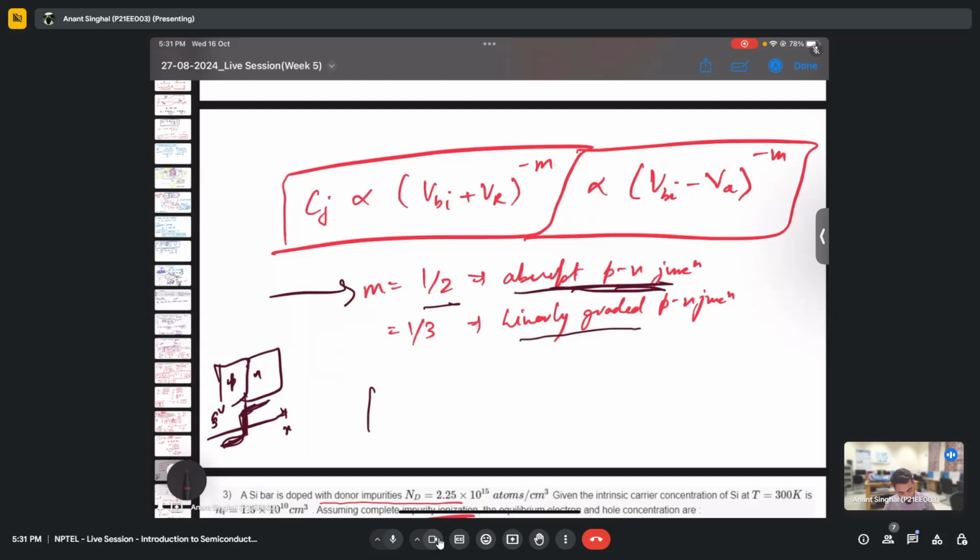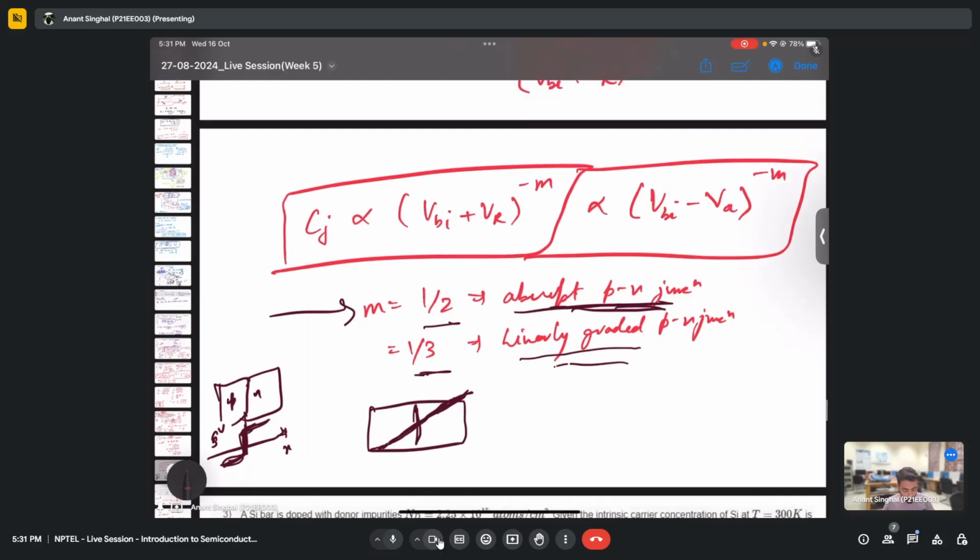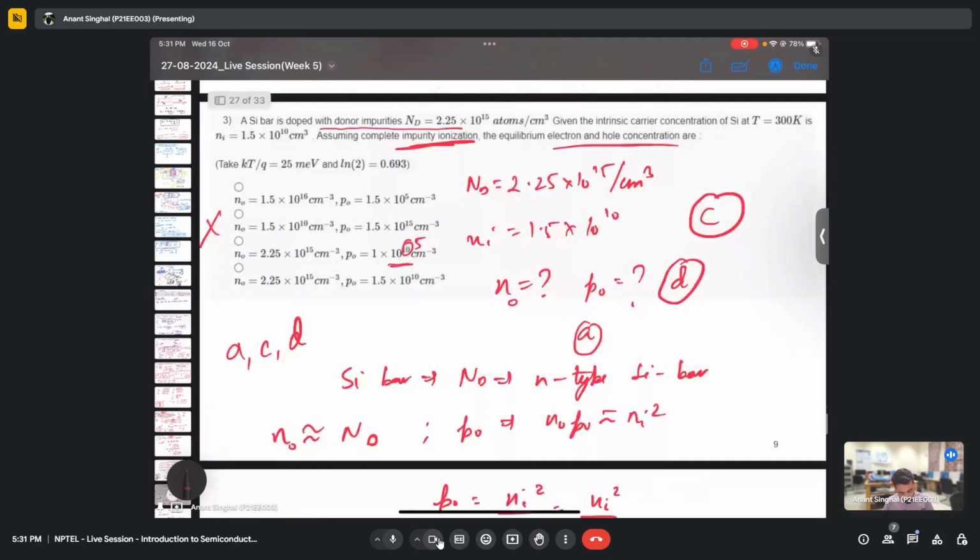Most of the problems that we solve are for the abrupt p-n junction, but there are junctions which are linearly graded also. They are not changing abruptly; here it is Na, it changes linearly in between, and then it is Nd. For those we have certain formulas, but in general you will get the derivations or even the problems related to the abrupt p-n junction only.